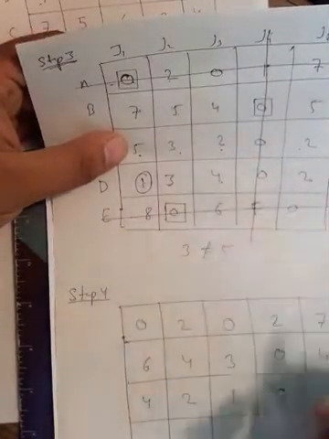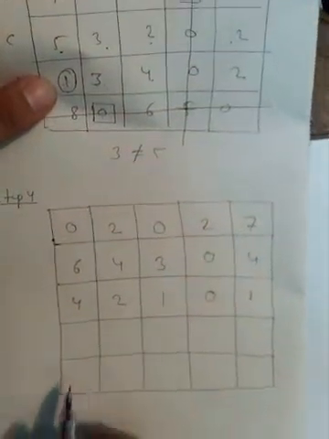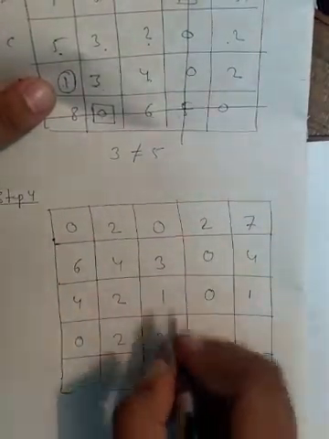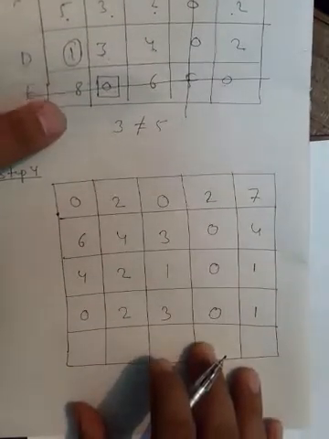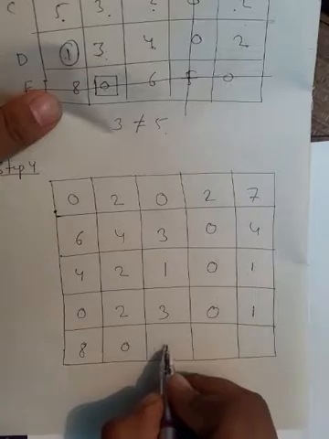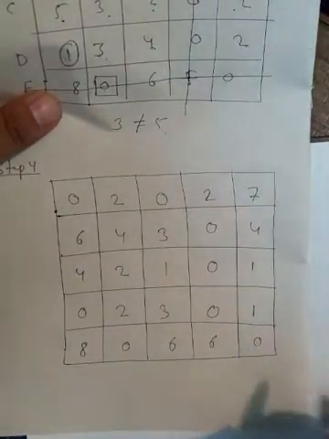Okay, 2 minus 1 is 1, again 1 minus 1 is your 0, 3 minus 1 is 2, 4 minus 1 is your 3, 0 will remain as it is, 2 minus 1 is 1. Now 8 will remain as it is, 0 as it is, 6 as it is, but 5 we have to add with 1, so 6, and here it is 0 as it is.